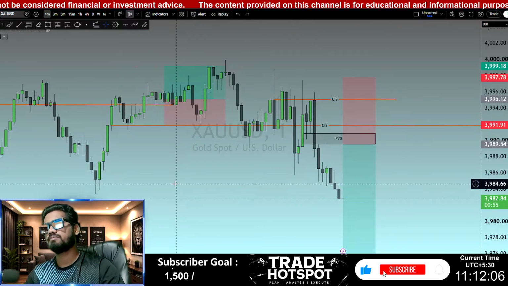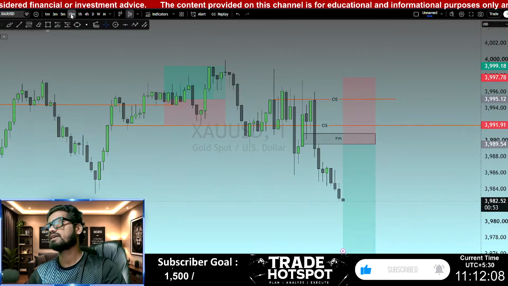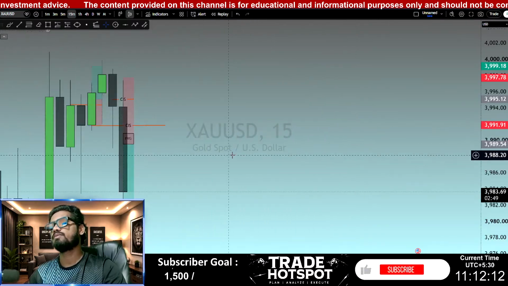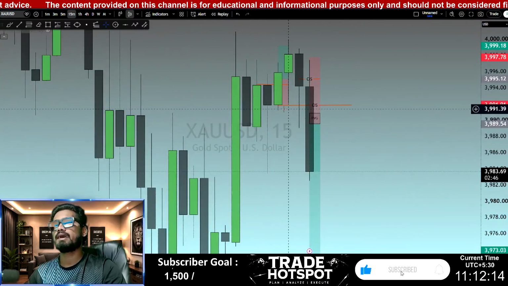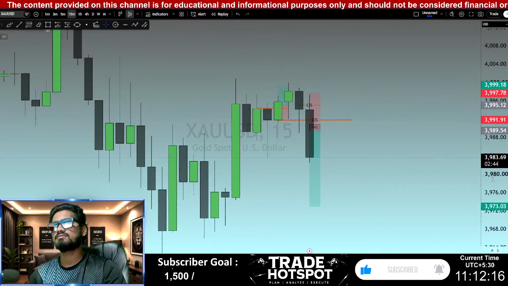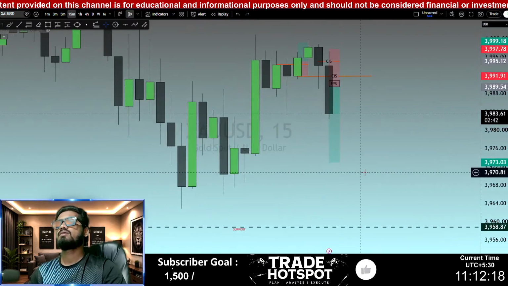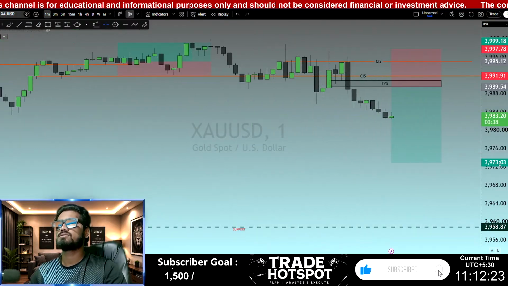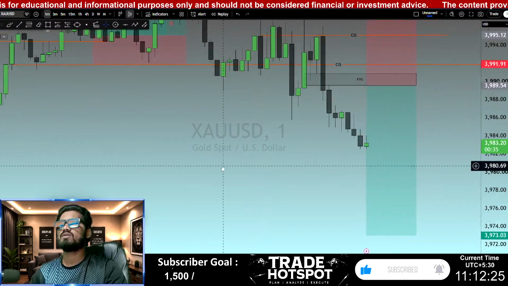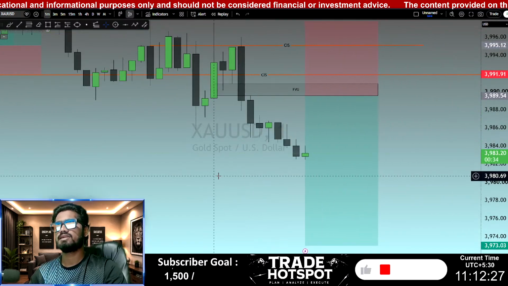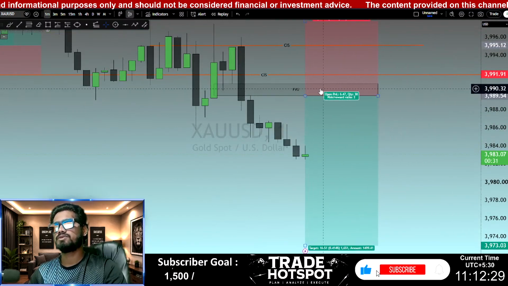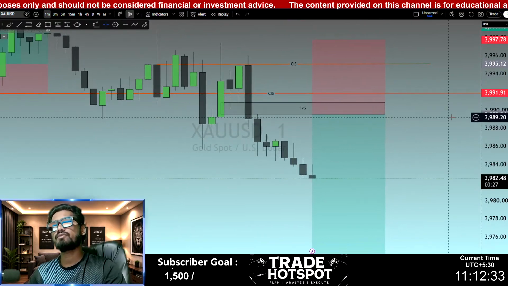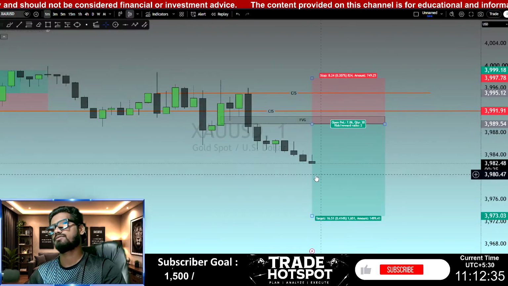because I know on 15 minutes also there will be confirmation like a change of state here. After that, a small retest will happen in this area, and then there can be a downside movement in the market, in the gold. So please wait for a small retest up to this area, then you have your entry model here.